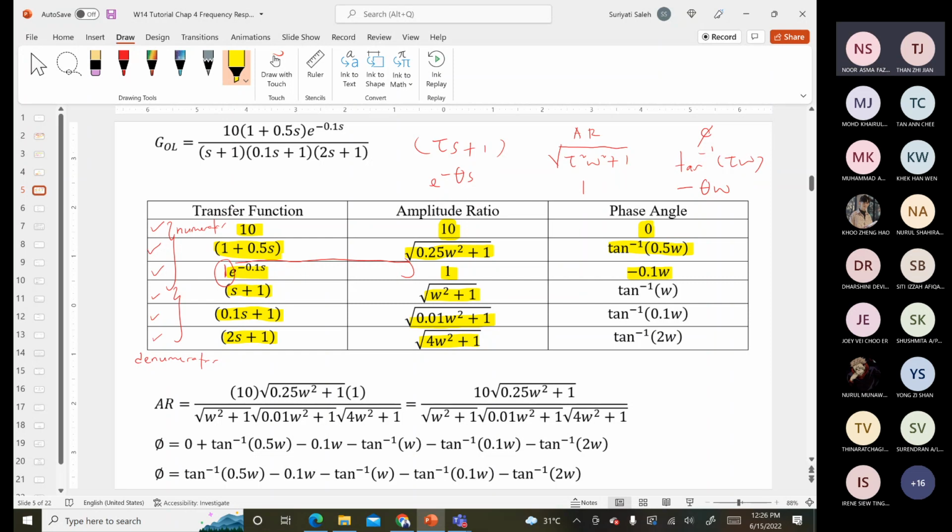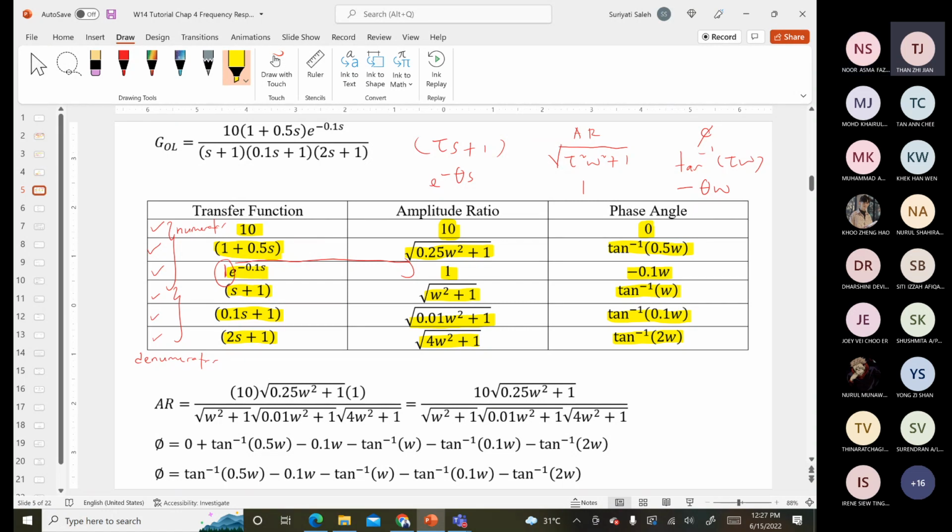Similarly, it goes to your inverse tangent. The form of inverse tangent is the same, only the difference is depending on the tau. That's why here you have inverse tangent W, inverse tangent 0.1 W, inverse tangent 2 W. For this part, you can see there is no sign for the inverse tangent, either positive or negative. That one we will delete later.